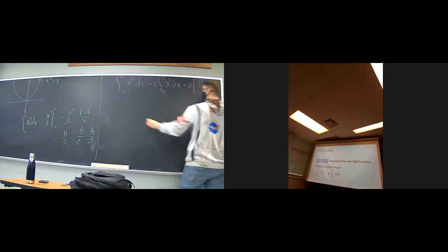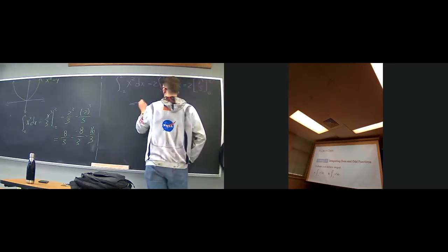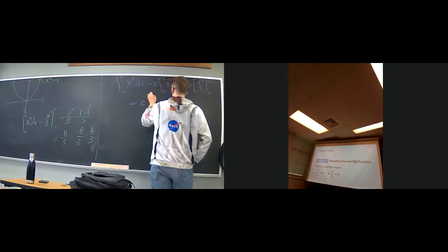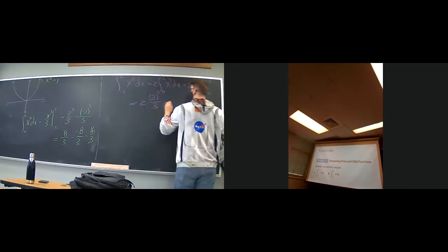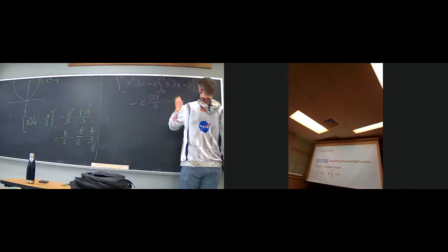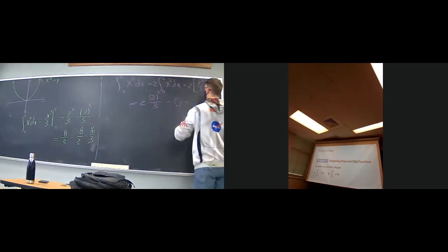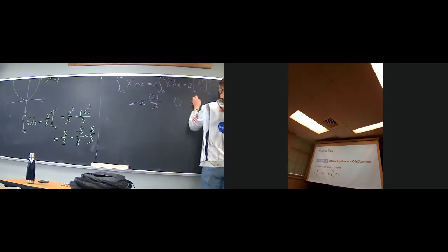which is equal to 2 times the integral of x squared, which is x cubed divided by 3, from 0 to 2. This is going to be 2 times 2 cubed divided by 3 minus 0, right? Well, this is going to come out to be 2 times 8 over 3, or just 16 over 3.